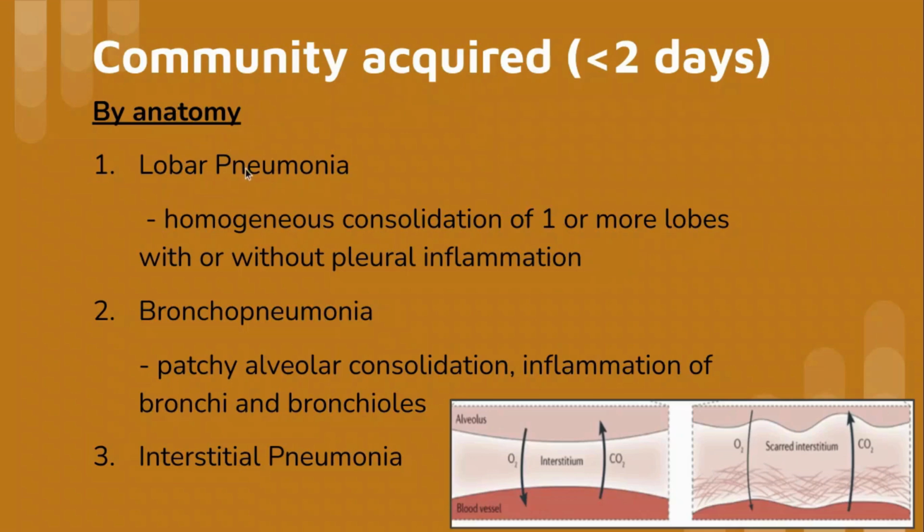So we've seen the anatomy of the lung. If any lobe of the lung is involved, it's called a lobar pneumonia. So if a whole lobe is involved, homogeneous consolidation of one or more lobes, whether or not there is pleural effusion, pleural inflammation, then you have lobar pneumonia. Now, the second one is bronchopneumonia. It is in the name. It is patchy, the bronchioles are sort of all over the place. So you have a patchy alveolar consolidation. It's not homogeneous in one lobe, like a lobar pneumonia.